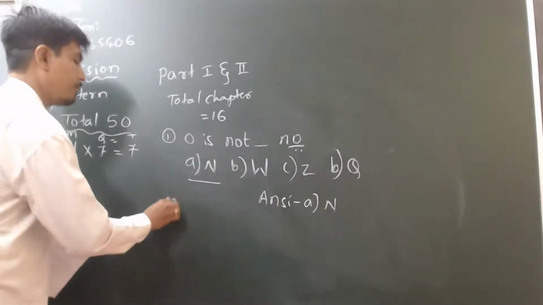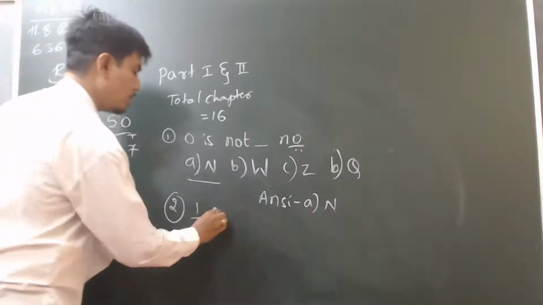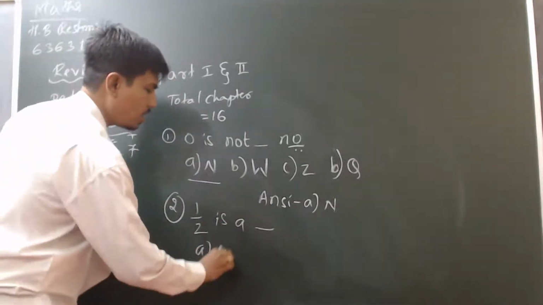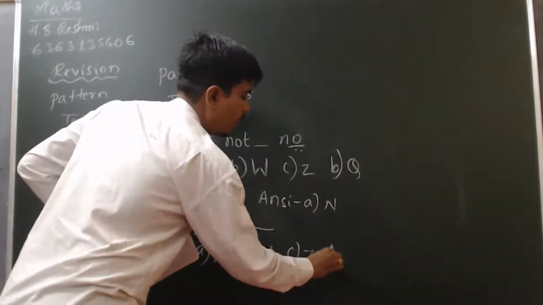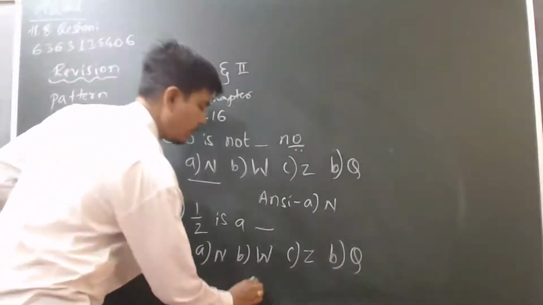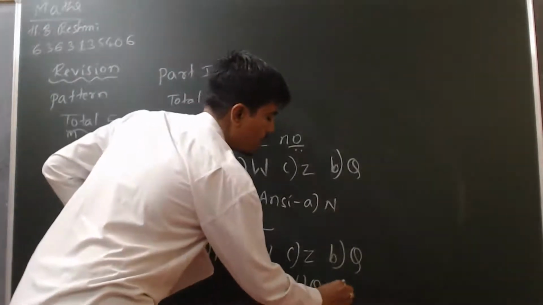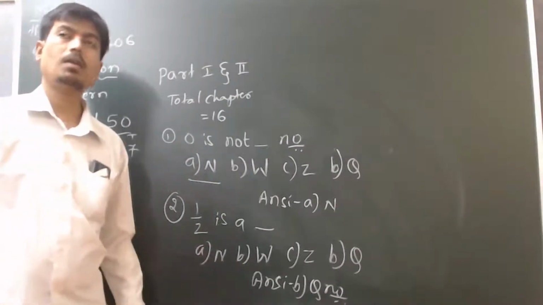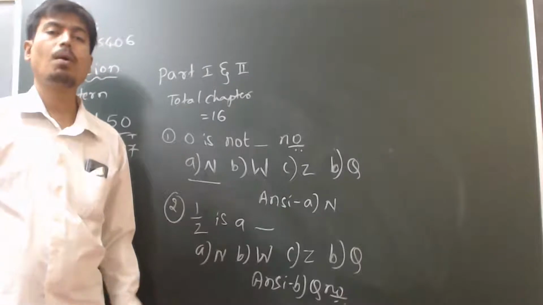Second question, 1 by 2 is a dash number. Just now I said, is it a natural number? Is it a whole number? Is it an integer or is it a rational number? The answer for this is that it is a rational number. 1 by 2 is a rational number as it is in the form of P by Q.